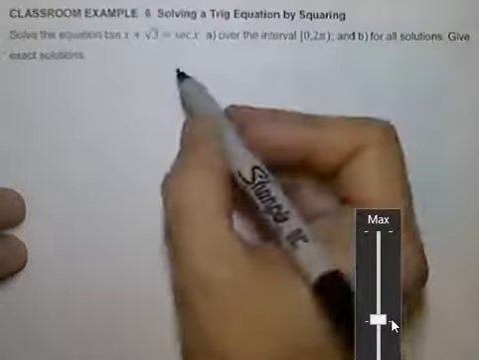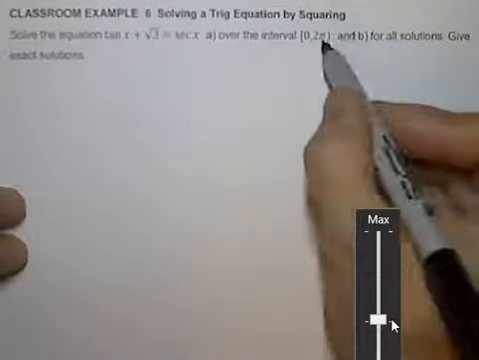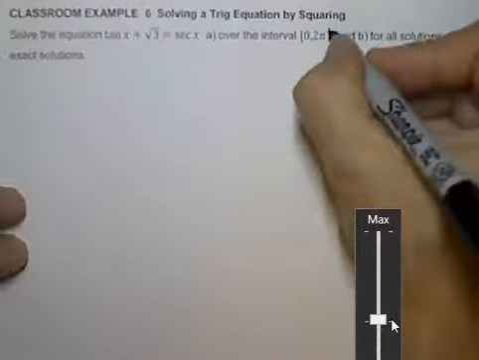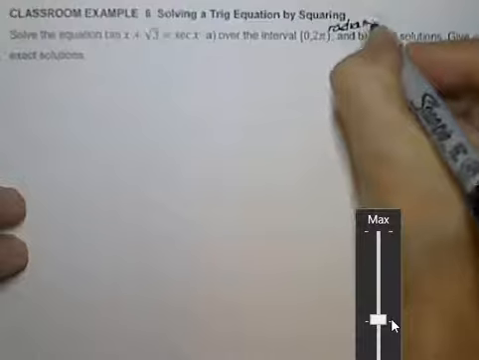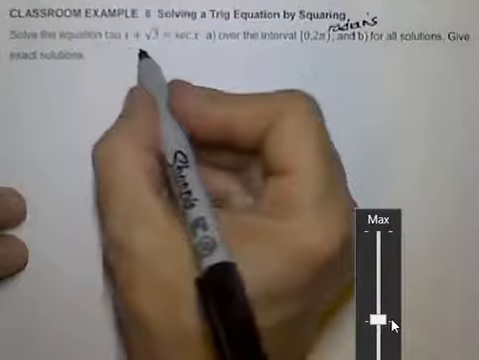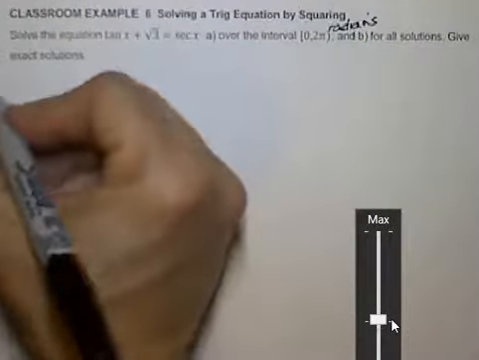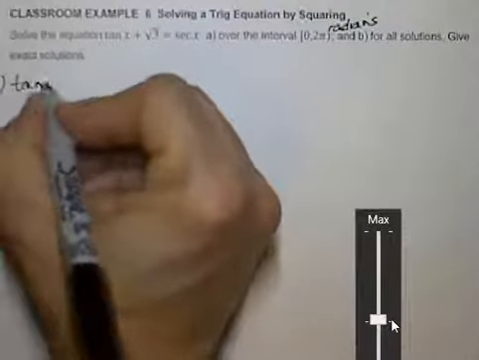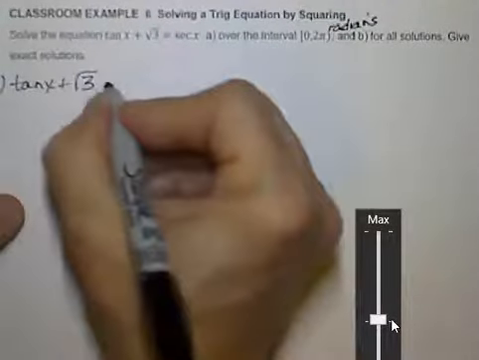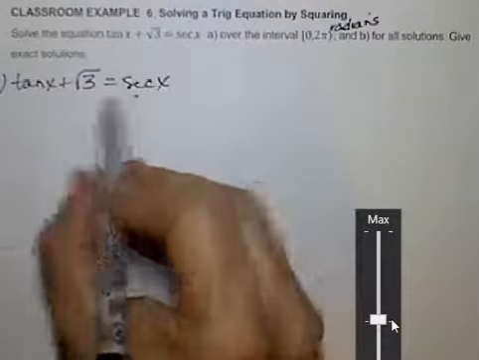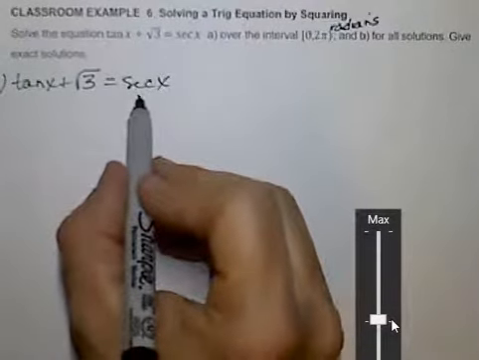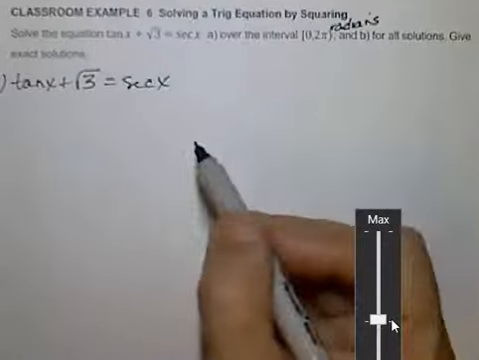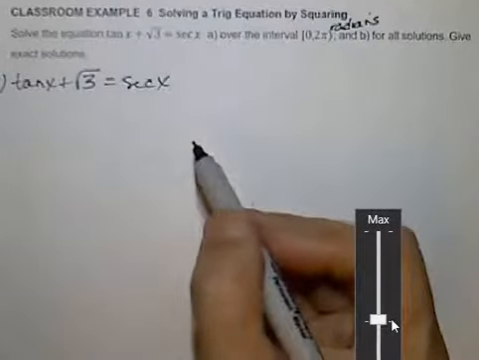One more example for these. This one we're solving from 0 to 2 pi, so this is in radians again. And this time we've got two different trig functions in our equation. But if we get everything on one side and try to factor it, this isn't going to factor. This is one where we have to think of something else.